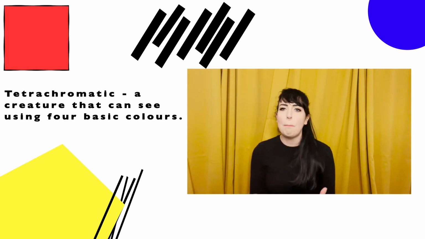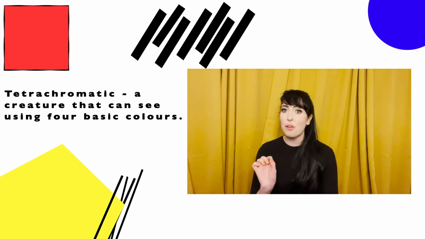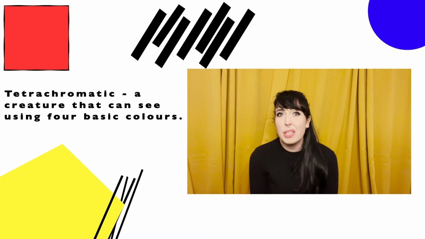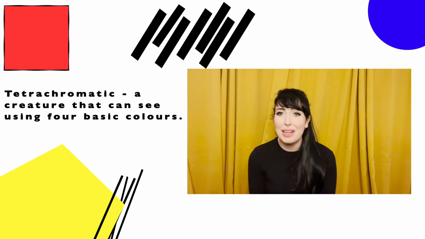Some birds or fish are tetrachromatic. This means that they have four, so they can see four different basic colours. And apparently it is technically possible for some people to be tetrachromatic as well. Usually the prefix for four is quad, like a quad bike. But that's the Latin word for four.